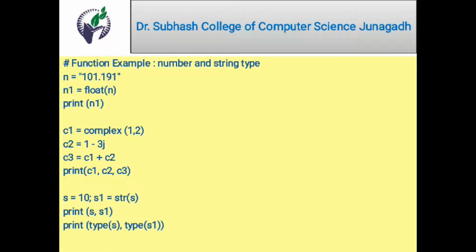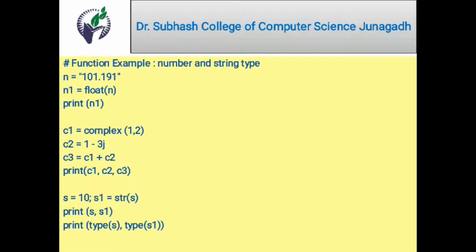Another example: integer s equal to 10, s1 equal to str(s). We want to convert this integer number to a string, opposite to what we have done previously. In the previous example, we converted a string to an integer. Here integer 10 is converted to a string. Then we have printed both s and s1. So both are 10, but s is an integer and s1 is a string.